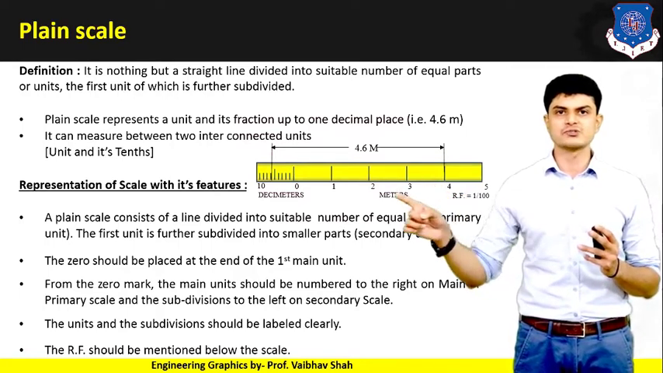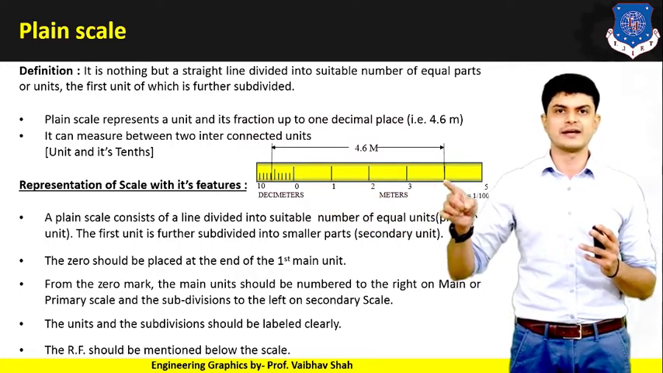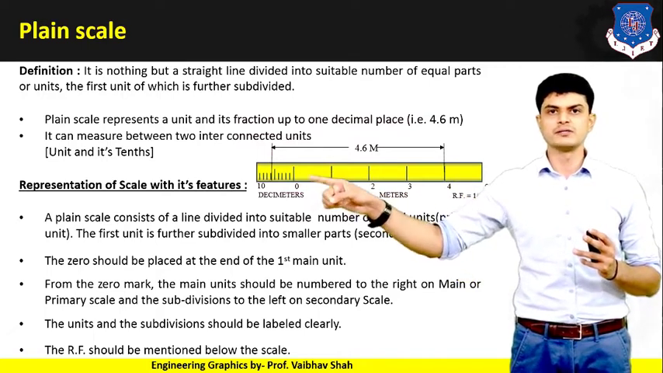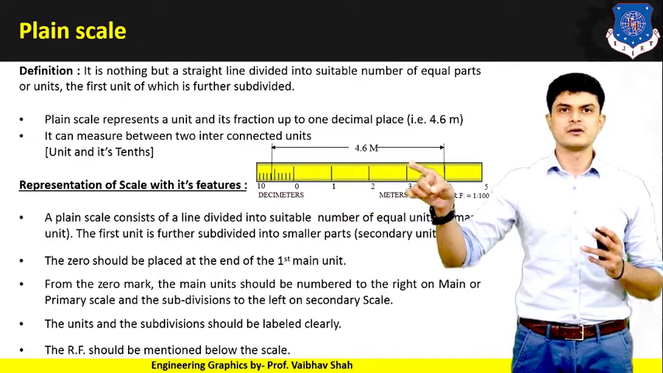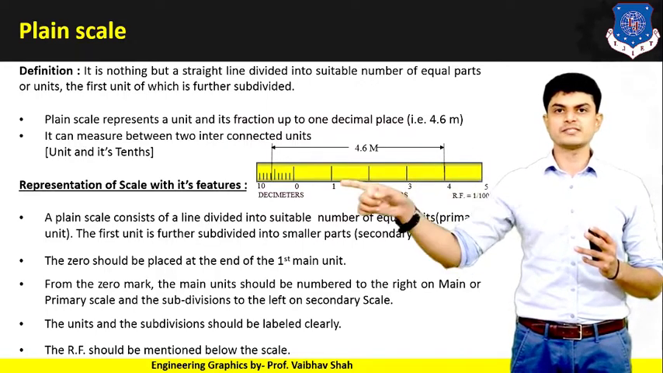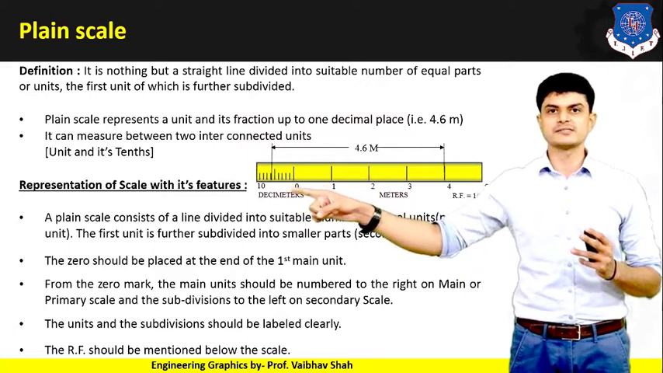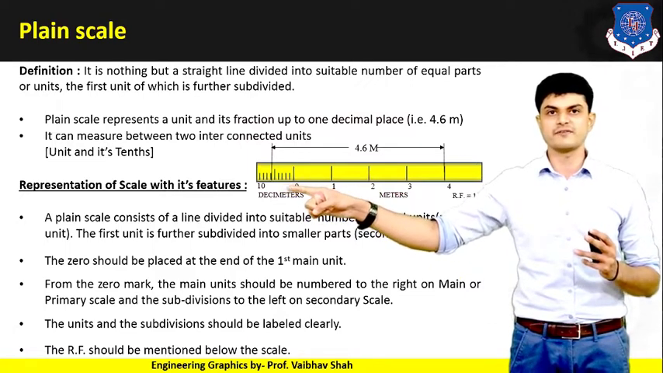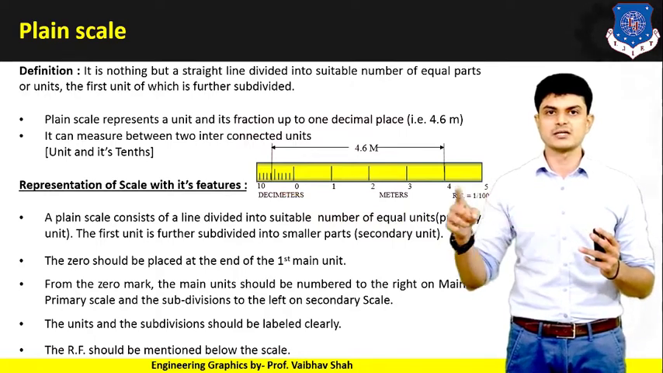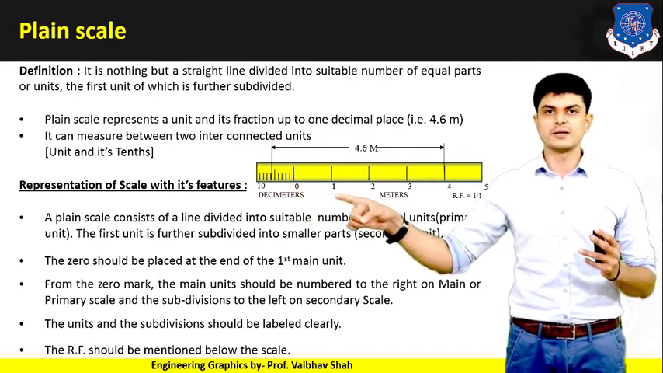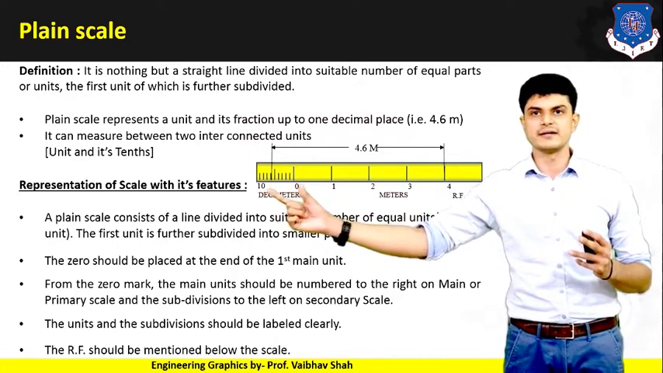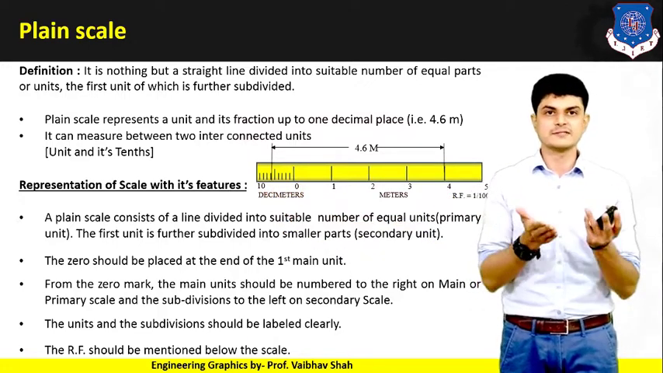It is nothing but a straight line divided into suitable number of equal divisions, 1, 2, 3, 4, 5 and 6, whose first division is further subdivided. You can say the first division is further subdivided from 0 to 10. So we can now say it is a straight line divided into suitable number of equal divisions, whose first division is further subdivided, which is your plane scale.